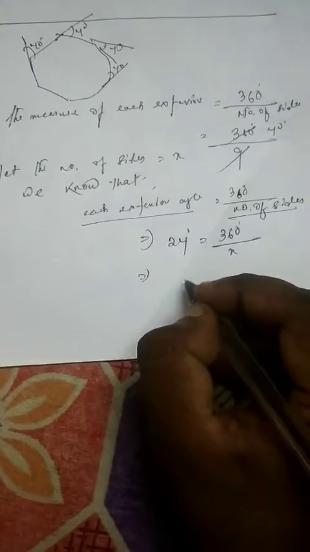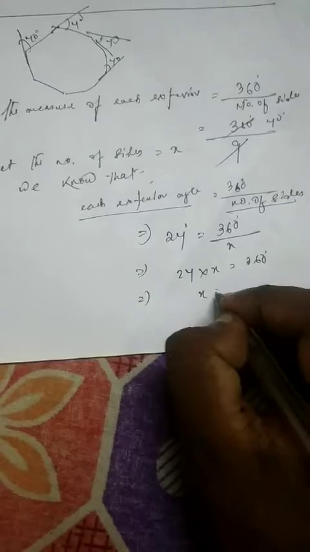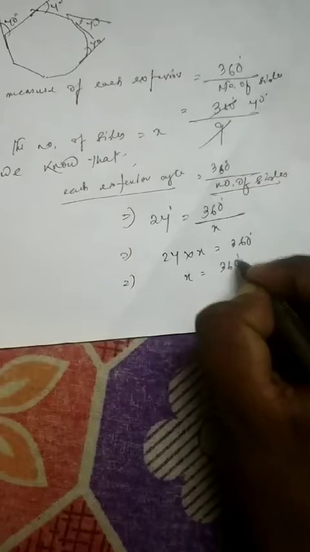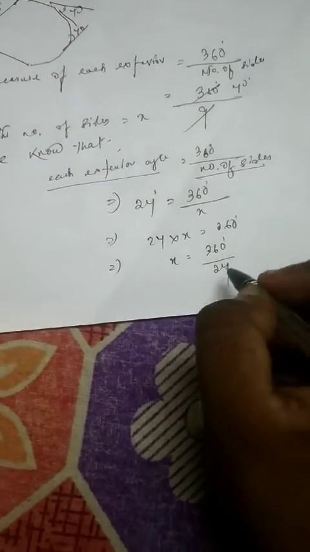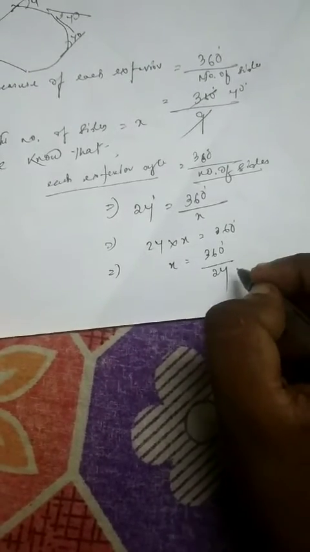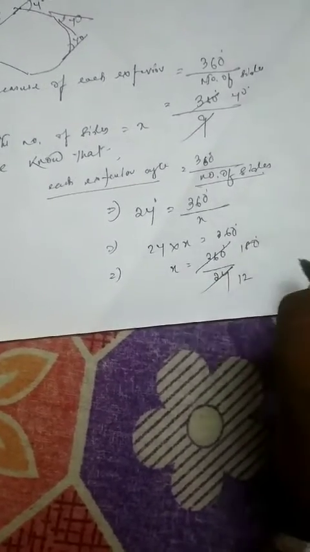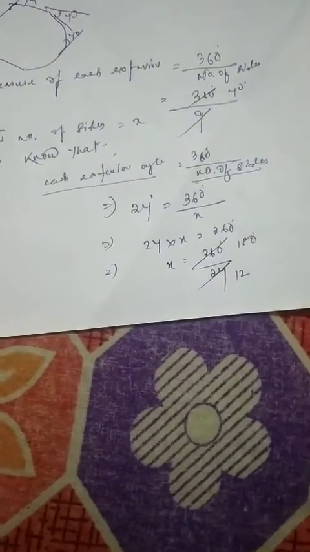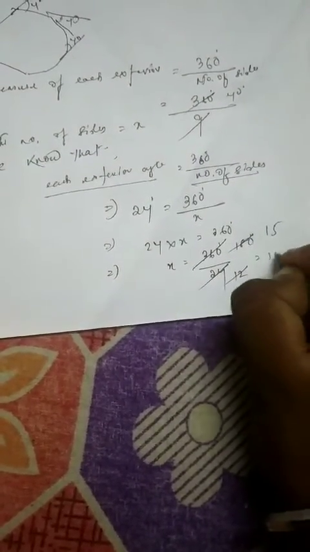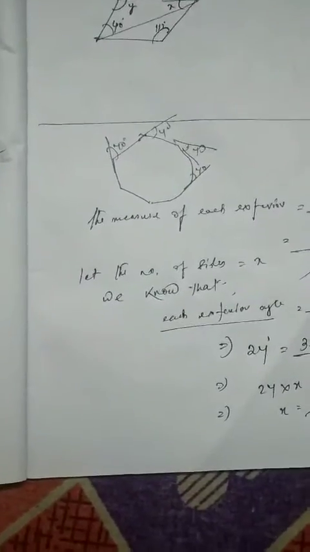So go for a cross multiplication. 24 into x equals 360 degrees. x equals 360 by 24. Let's go for a division. 12, 180, 12 1 is 12, 6, 5. There are 15 sides. There are 15 sides in this particular figure.